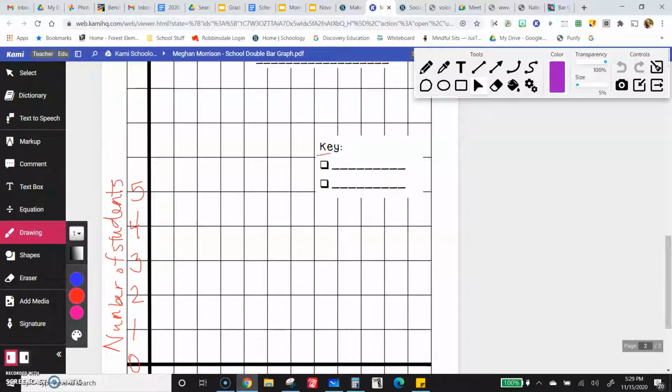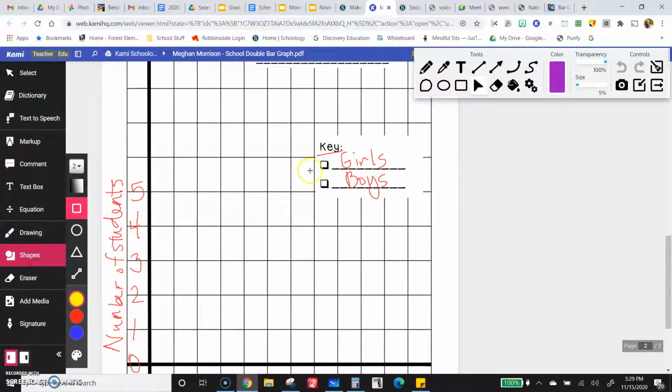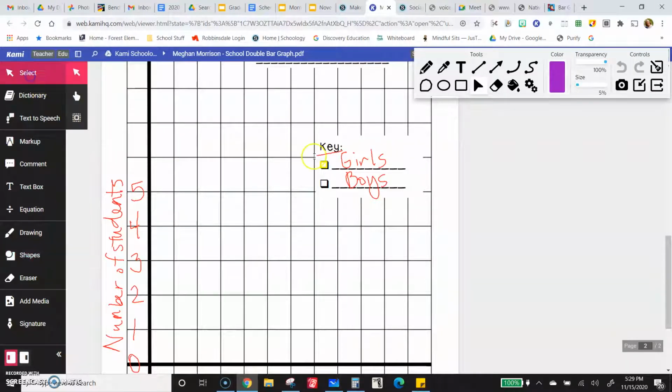Okay, key is important. We're going to have girls and boys. You're going to want to either make them different colors or make them different symbols. Since colors are pretty easy on Kami, let's do that. And I'm going to make shapes for this one. So I'm going to make girls yellow. I'll fill that in. Oh, I don't think it likes it when I fill it in so small. Fill it in, and then I'll make it smaller again. Did that work? Maybe?